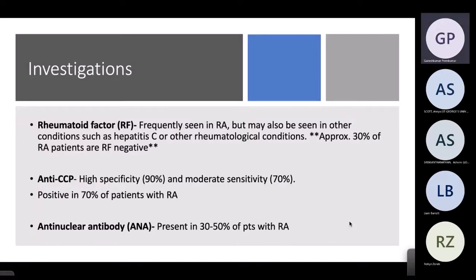So coming on to investigations. Like I said, it's a clinical diagnosis. You don't need to have these present, but they often do help support the diagnosis. Rheumatoid factor is frequently seen in rheumatoid arthritis, but it's also seen in other conditions: hepatitis C, other rheumatological conditions, I think Sjögren's syndrome, I think Behçet's as well. And approximately 30% of people with rheumatoid arthritis are negative for rheumatoid factor. 30%, that's almost 1 in 3 patients. So that's quite a high number. This would just be negative.